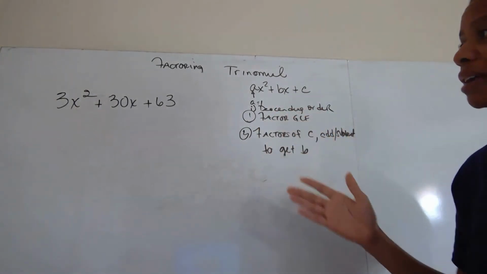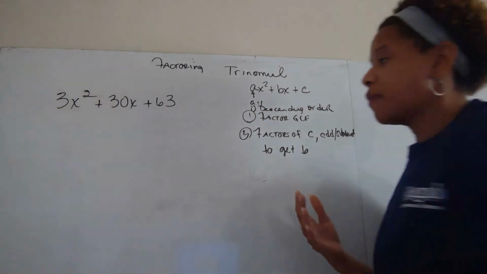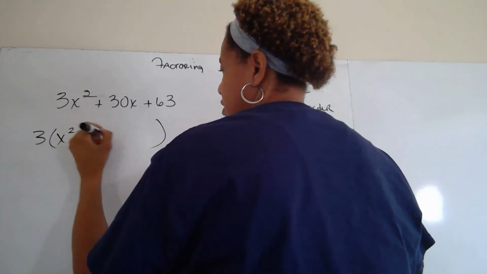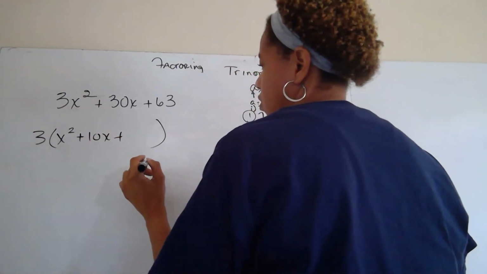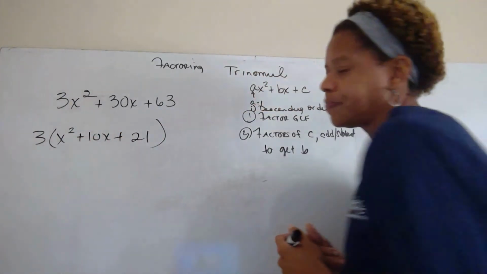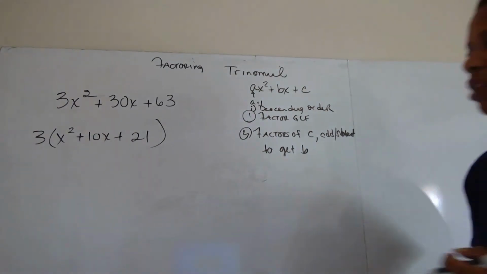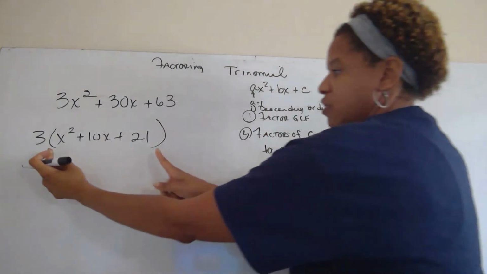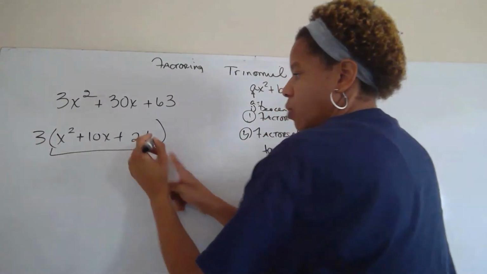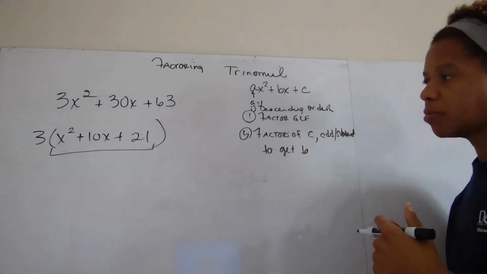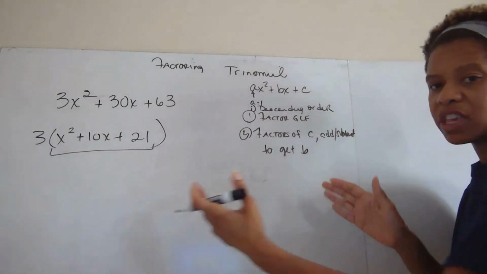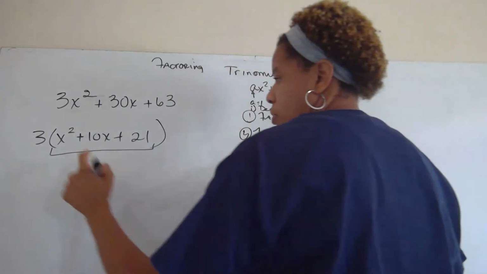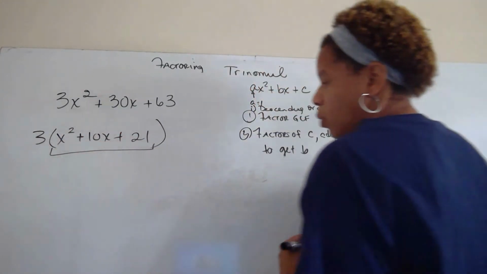So everybody contains a 3. I'm going to factor out a 3 from everybody. So that leaves me with x squared plus 10x plus 21. Once you factor out the GCF, then you go through the rest of your problem. You finish factoring a trinomial. Just like when we did factoring by grouping, you do the GCF, then you continue and factor what's left in the parentheses.